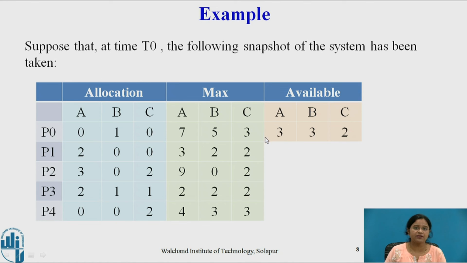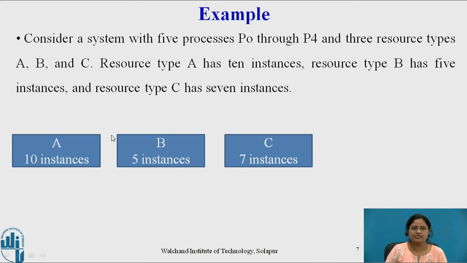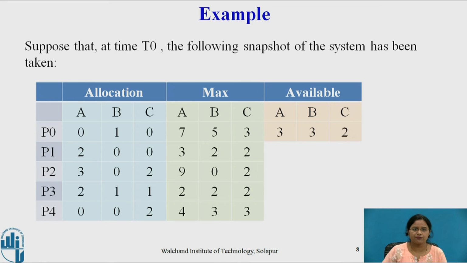So how many are available? 3 are available, right? Then resource B has 5 instances and C has 7 instances. From B's 5, 1 is allocated to P0 and 1 to P3, so only 2 are allocated and the remaining are 3. C has a total of 7 instances. From the 7, 2 are allocated to P2, 1 to P3, and 2 to P4. So the available instances of C are 2.